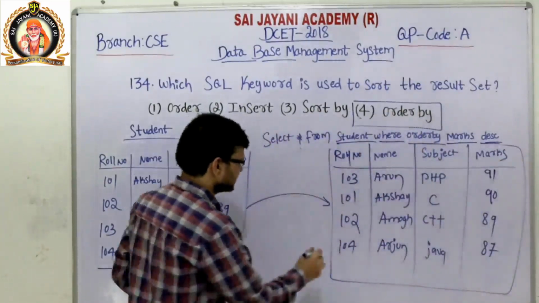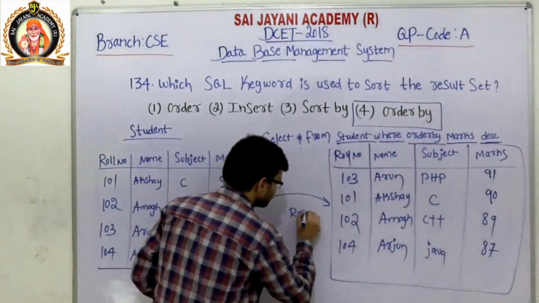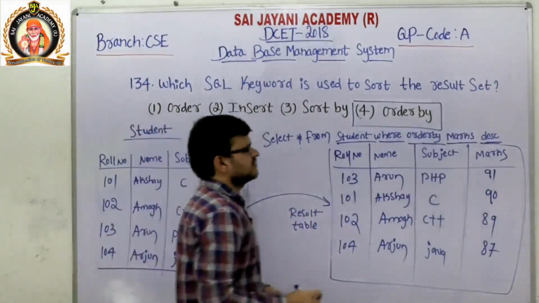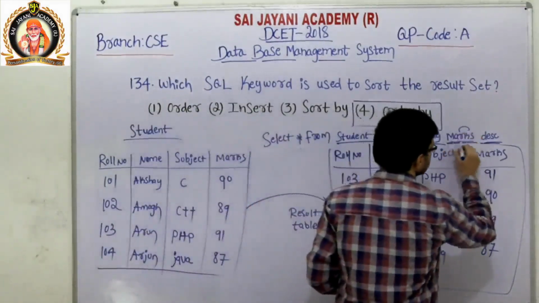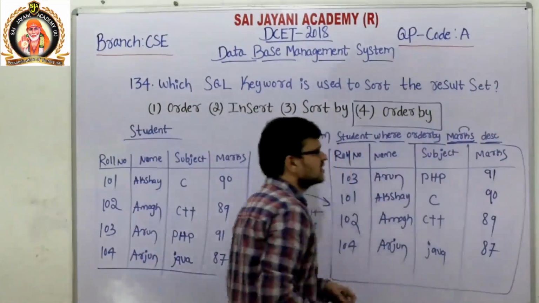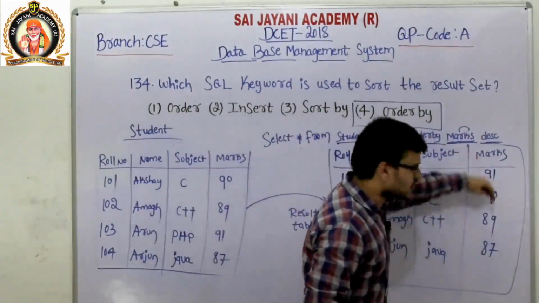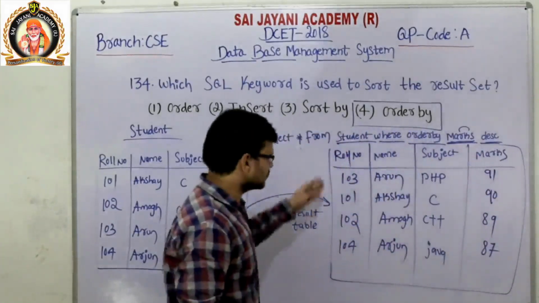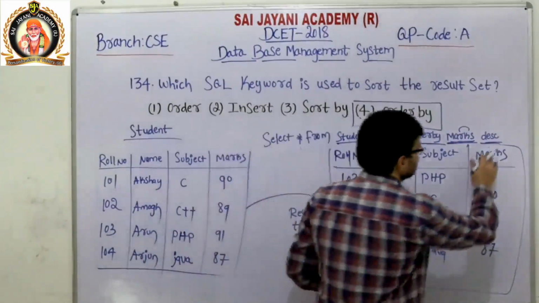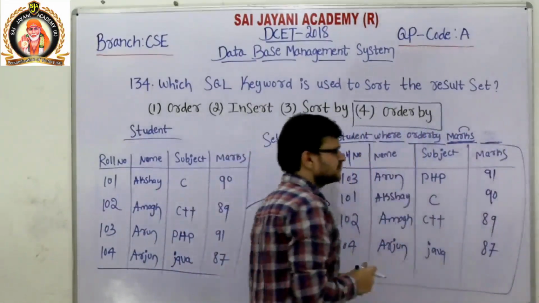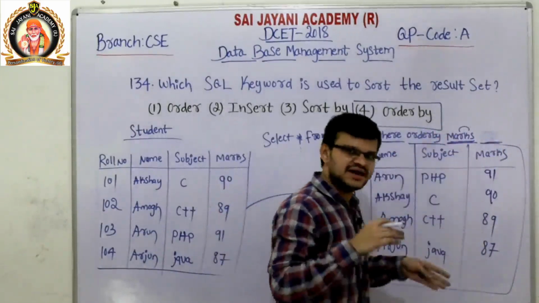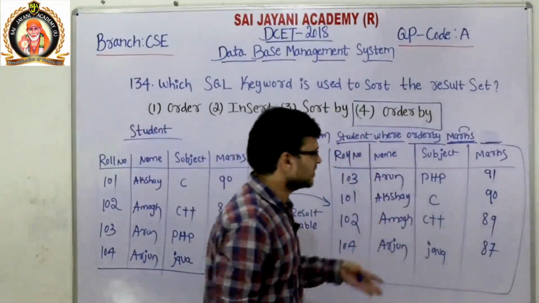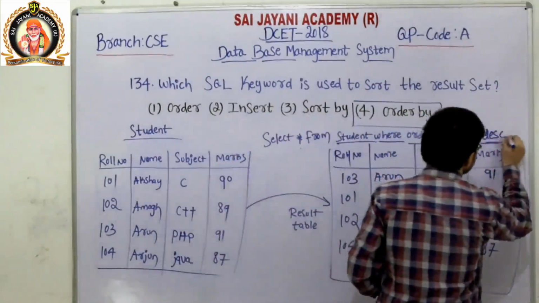So this is called the result set, or the result table. Here we are writing the marks column in descending order. So the marks are arranged in descending order. According to these marks, the other rows are arranged. Suppose if you do not write anything, then the marks are arranged in ascending order. Why? Because it takes ascending as default. I think you understood this concept.